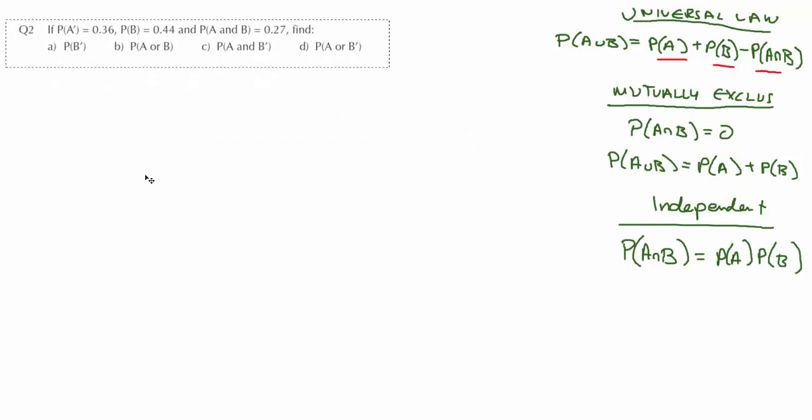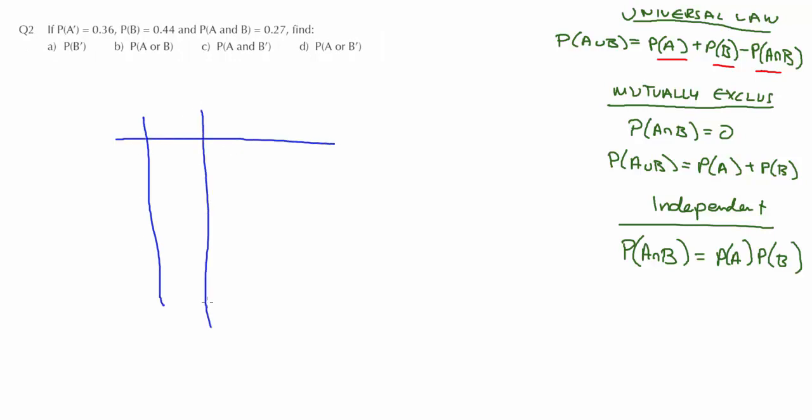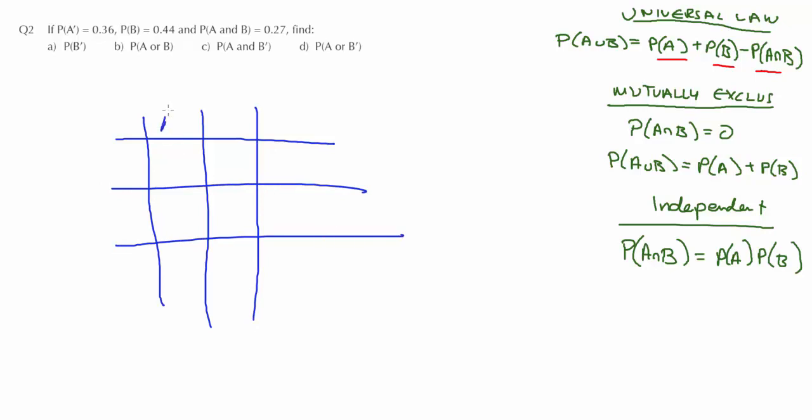There you go. Okay, so let's do a two-way table for this. You can of course do a Venn diagram. If you prefer Venn diagrams, try a Venn diagram, honestly, and see. As long as your answers are correct, nothing else matters.